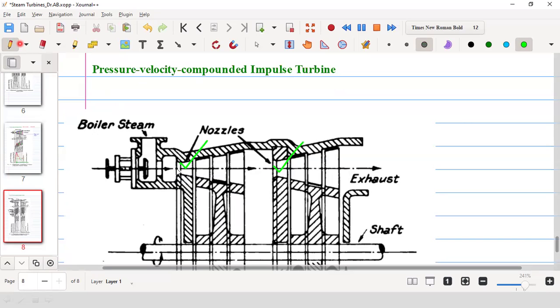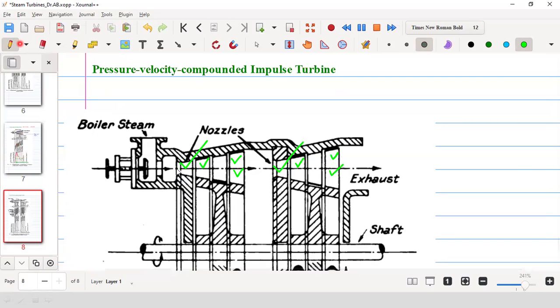So it is a two-row wheel. You can see two-row wheel means one, two. Again, here you have one and two. So it is both pressure compounding. So in one stage, you have first pressure reduction, and then there is velocity reduction in two stages. Again, there is a pressure reduction and velocity reduction in two stages. So it is a both pressure and velocity compounded impulse turbine.